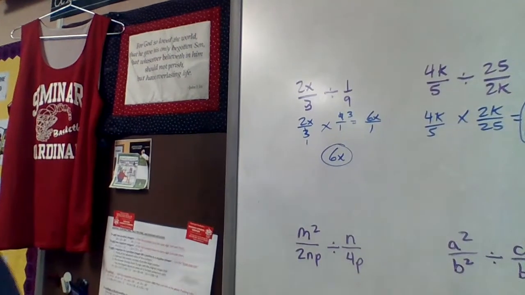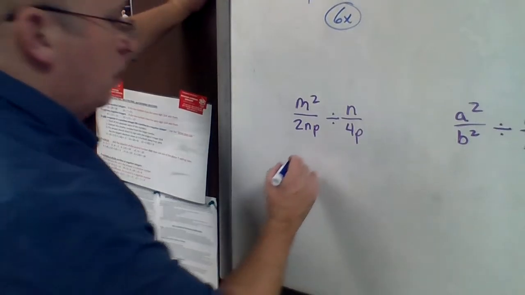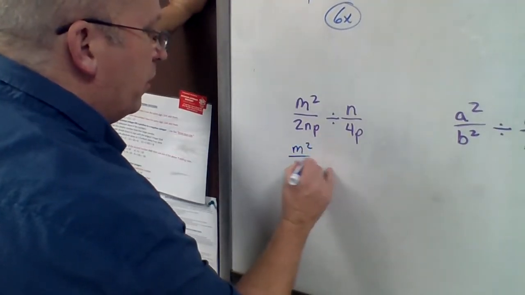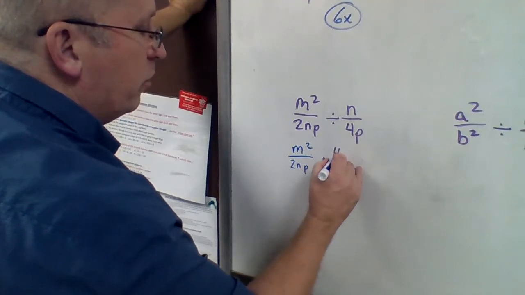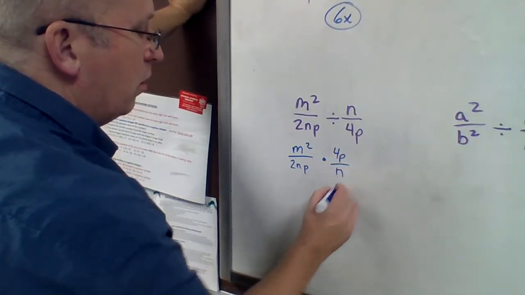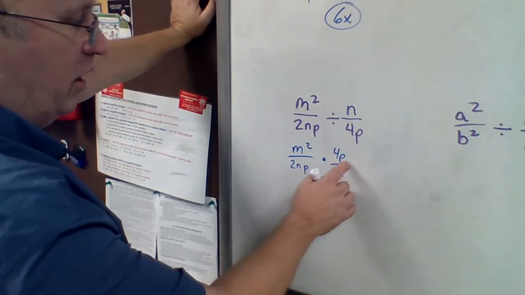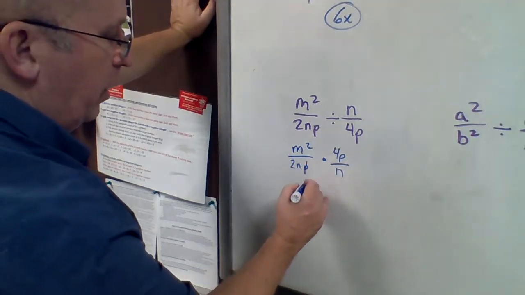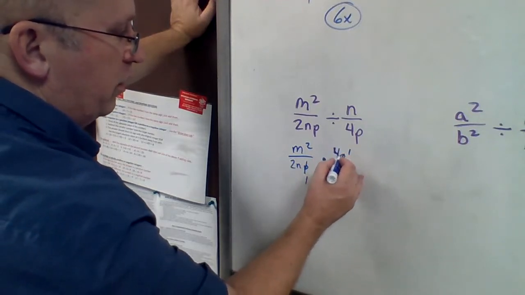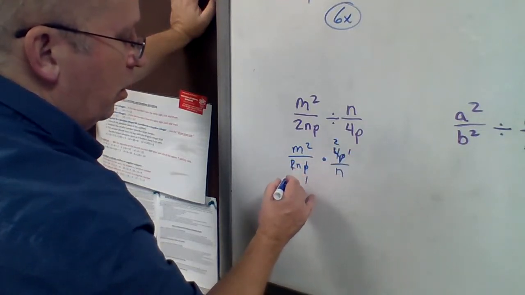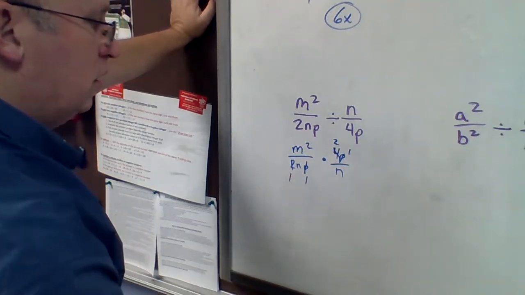Let's come back way over here. M to the second power over 2 times n times p times the reciprocal. Any simplifying we can do? Yeah. How about p divided by p? P divided by p is 1. P divided by p is 1. How about the 2 and the 4? We could divide those by 2. And 4 divided by 2 is 2. 2 divided by 2 is 1.